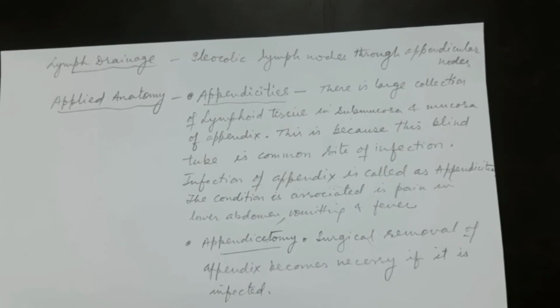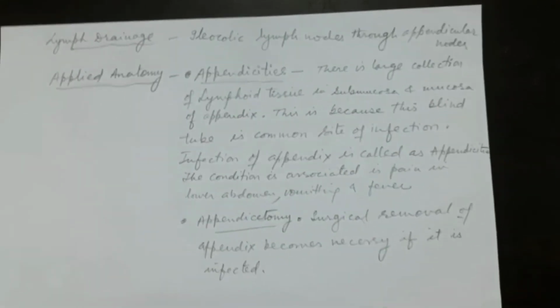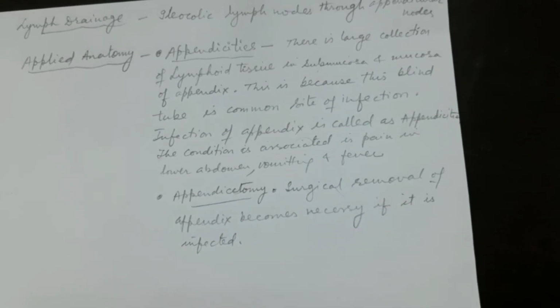And if the infection is not controlled by conservative treatment, then surgery becomes necessary. That means you will have to open the abdominal cavity at the right iliac fossa, cut out the appendix and remove it. So surgical removal of the appendix becomes necessary if it is infected, and this procedure of surgical removal is called appendectomy.